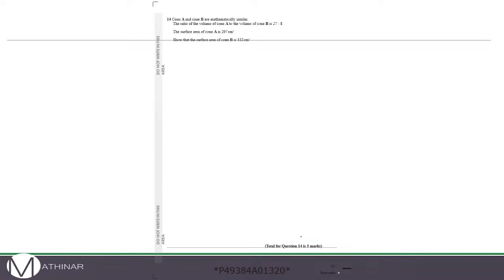Alright, so we've got cone A and cone B are mathematically similar. So mathematically similar means that one is basically an enlargement of the other. Which one is bigger? The ratio of volume A to B is 27 to 8. Okay, so A is the bigger one and B is the smaller one. So the ratio of volumes of A to B is 27 to 8.